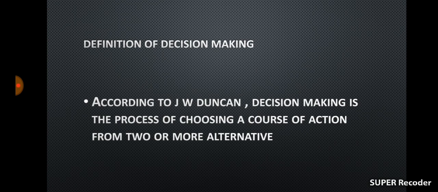According to J.W. Duncan, decision making is the process of choosing a course of action from two or more alternatives. That means decision making is selecting the best course of action from various alternatives.